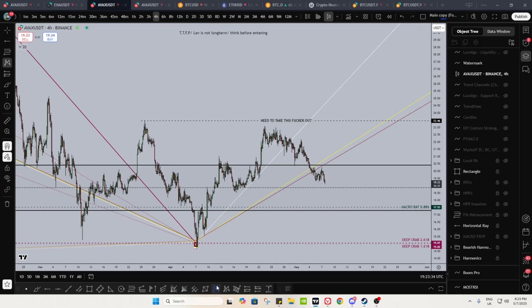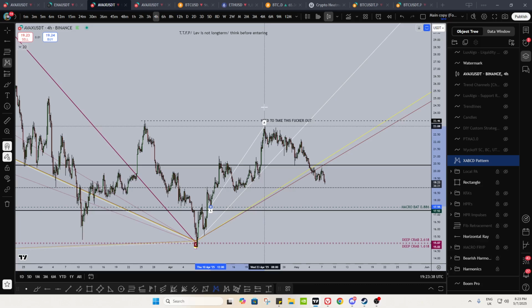Well, if we do this to this, it's close to a 0.382, but not quite. It's a 0.5. So if that's a 0.5, it's not quite a 0.618. So again, that's another 0.886. If you lose that, your next key level on AVAX would be down over here.